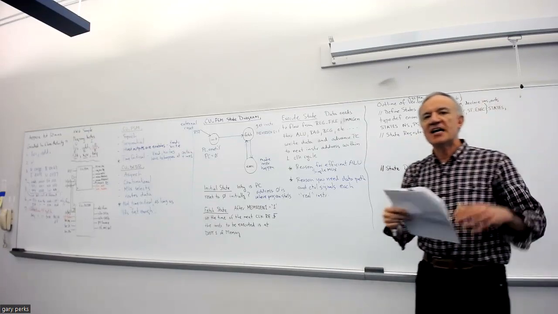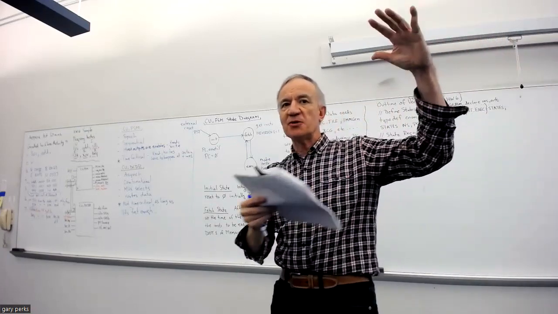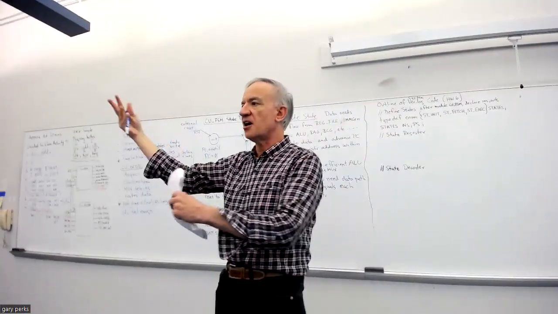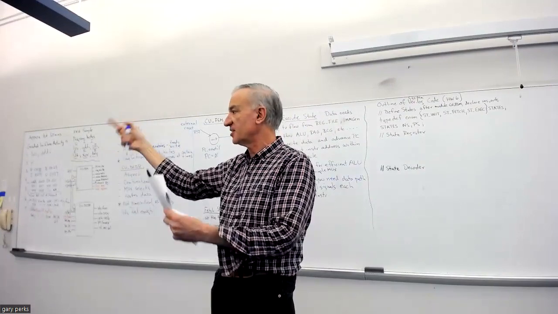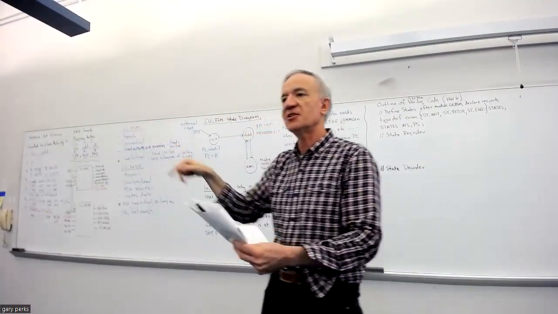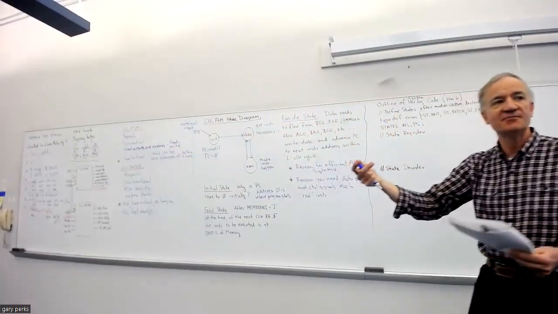Remember, an FSM has a sequential portion to it, right? A memory portion to it, and it also has a combinational portion to it, right? That's like your next state decoder, right? To determine what is going to be the next state. Okay.